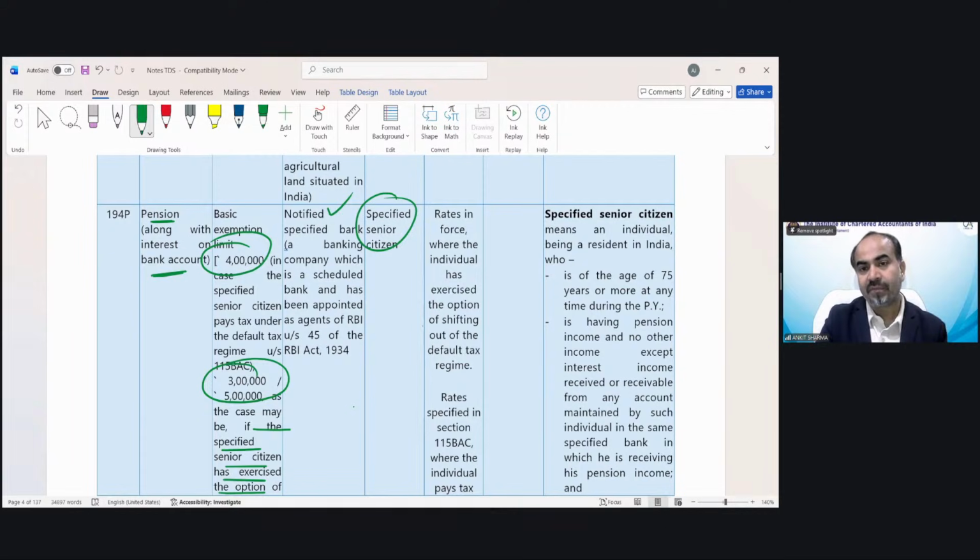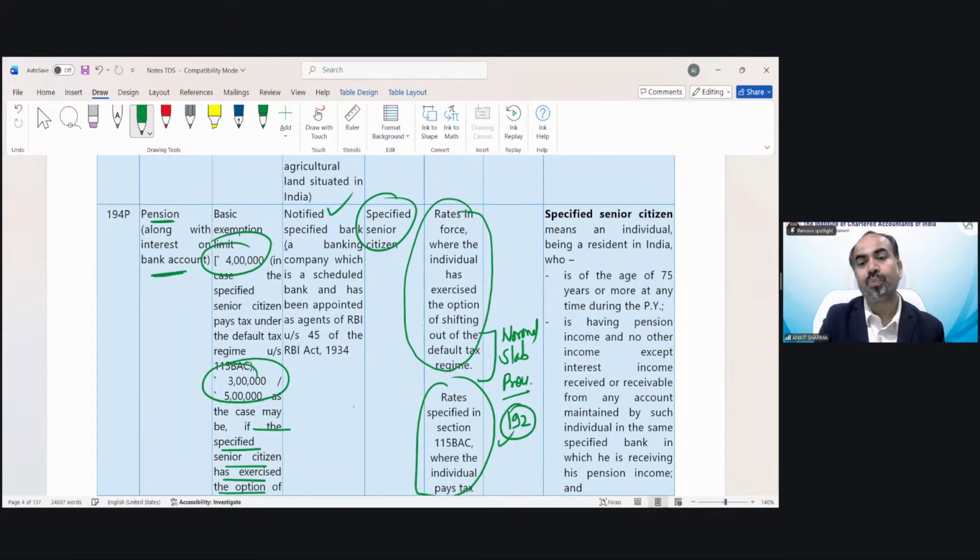As per the rate in force. If you are under the default tax regime, as per the rate in force under the default tax regime. If you're under the optional tax regime, as per the rate in force in case of the optional tax regime. That means as per normal slab rate provisions.